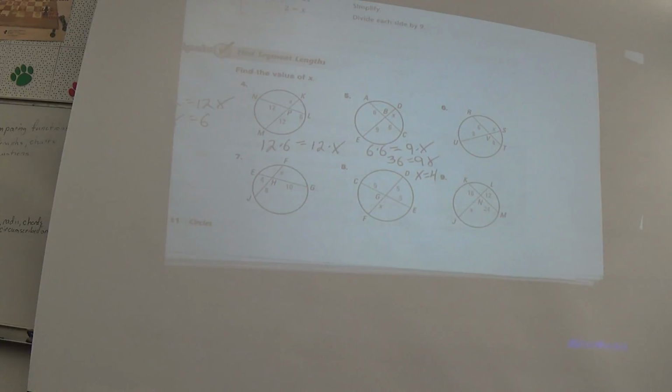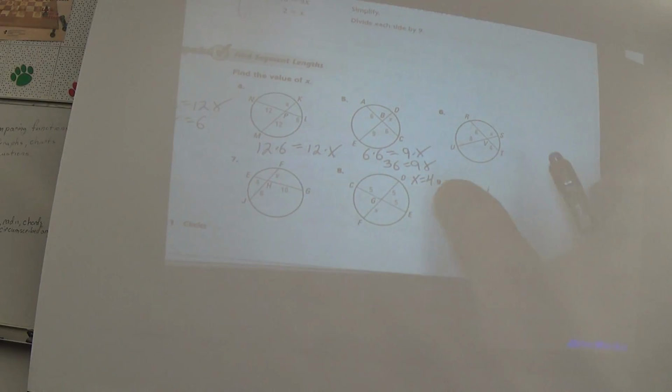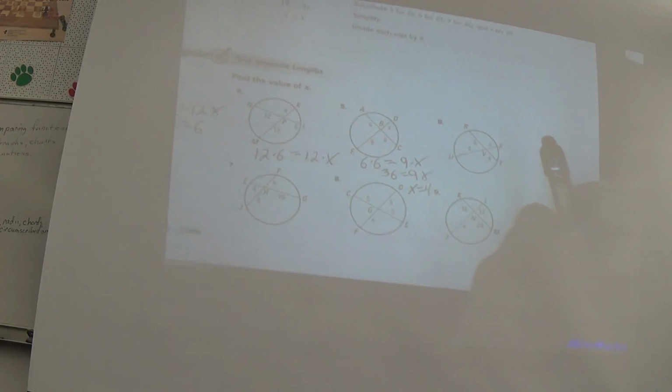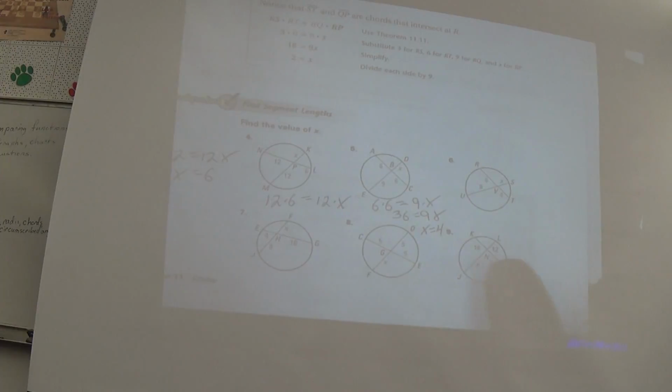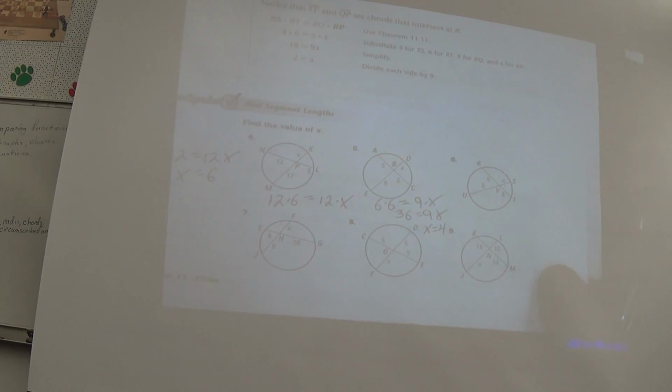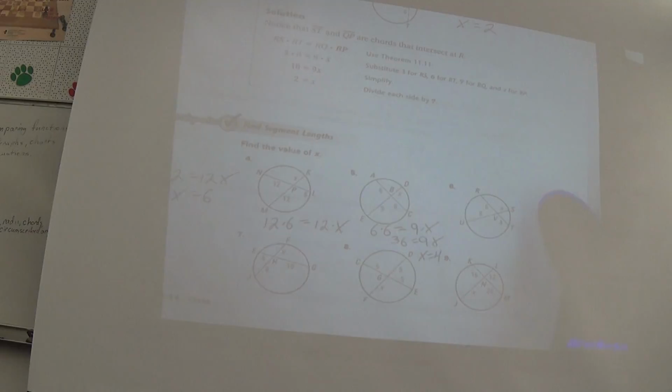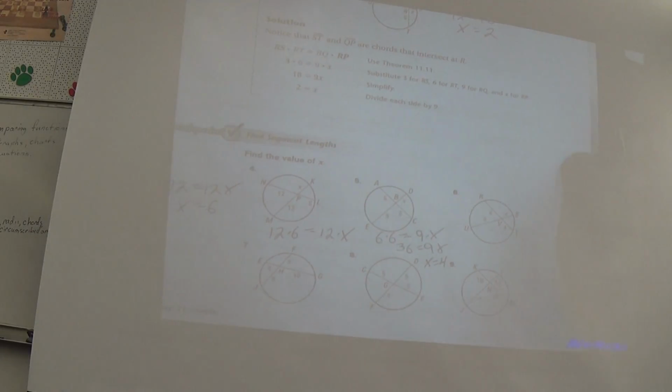Okay. Questions? Okay, so this assignment is twofold. One is how to find the measurement of an angle that's created by two chords intersecting in a circle that is not an inscribed angle and is not a central angle. And finding the part of a chord that's missing when you have two chords intersecting in a circle, where the product of one chord's segments is equal to the product of the other chord's segments.